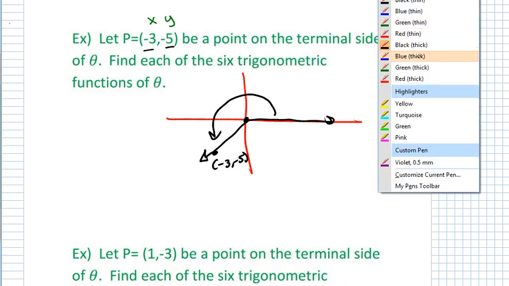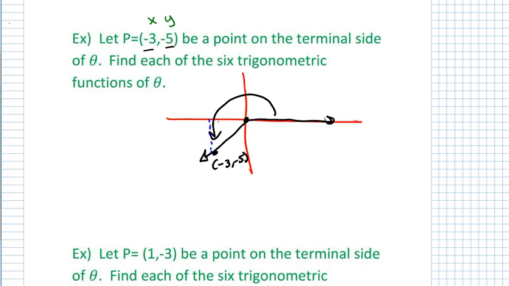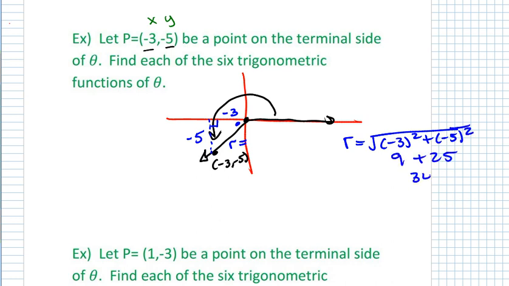So when I draw a right triangle, I'm going to use, remember, the space between the terminal side and the x-axis. y is -5, x is -3, and then I want to find out what r is. And remember, we can get r by using the Pythagorean theorem. It's the square root of (-3) squared plus (-5) squared. So it's 9 plus 25, which is 34. So r is the square root of 34. So based upon that, I can find my 6 trigonometric ratios.